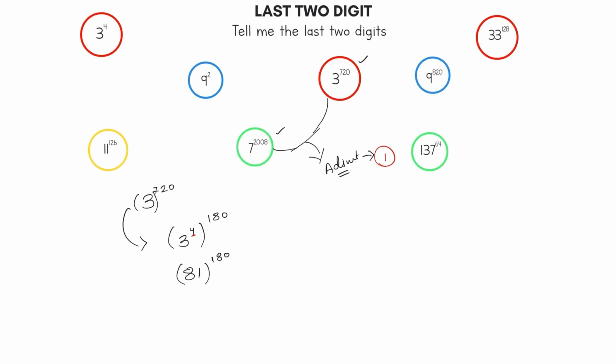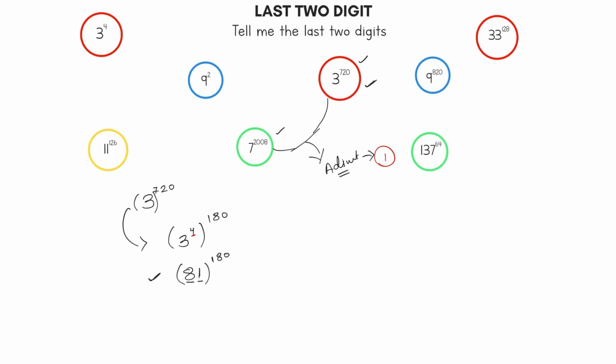ओके, ये 3 raised to 720 1 में एंड नहीं कर रहा था, तो मैंने उसको 1 में एंड करवाया. क्या चेक करके? क्या 3 का कौन सा पावर मुझे 1 देगा. सो 3 का पावर 4 मुझे 1 देता है, सो ऐसे एंड करवाया. अब इसका आंसर तो मुझे पता है.